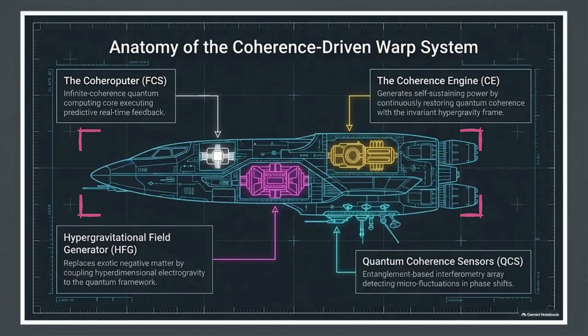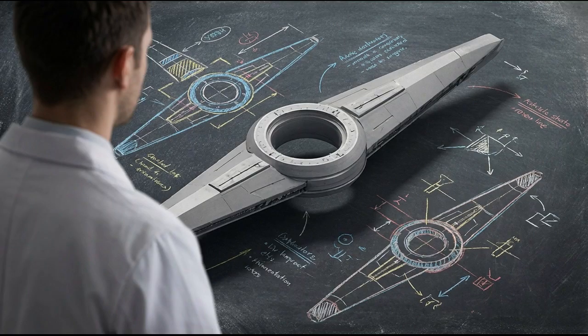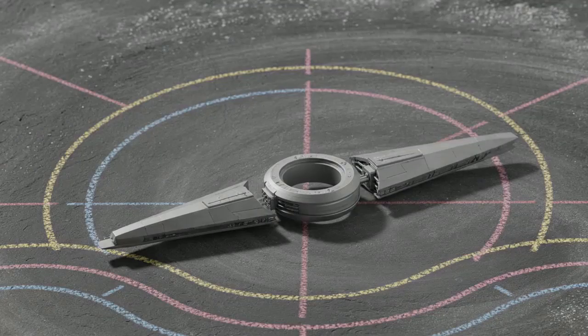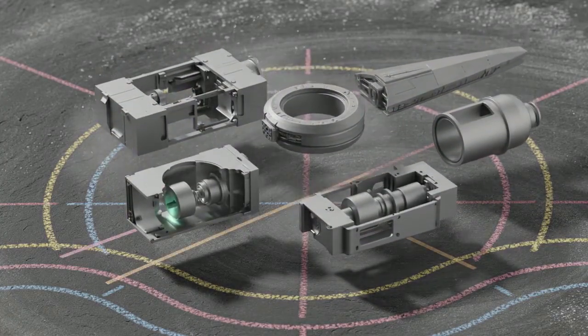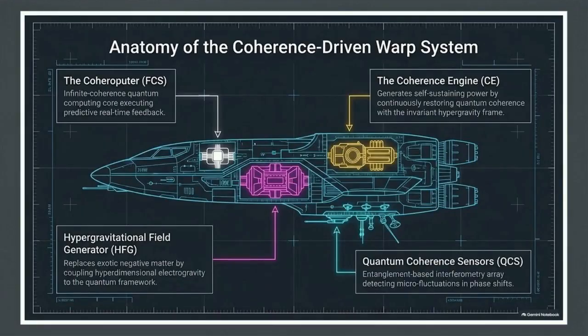This integrated spacecraft architecture serves as the physical map for that theory. The schematic is built around four primary subsystems: the hypergravitational field generator, the coherence engine, the quantum coherence sensors, and the coherenopter. Analyzing this blueprint as a functional engineering document allows us to reverse engineer the unified theory of quantum gravity required to make it fly. We will deconstruct the anatomy of this craft, system by system, to track how it bridges the gap between quantum mechanics and general relativity. The process begins with the hypergravitational field generator, or HFG, which handles localized spacetime manipulation.